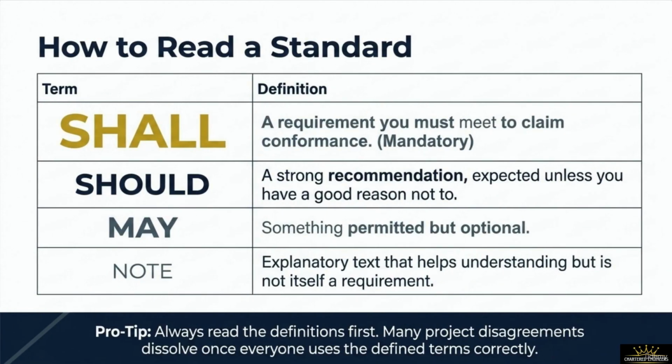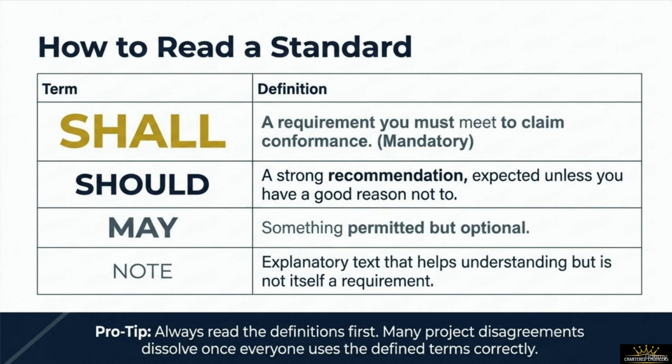If you try to read an international ISO standard like a casual engineering textbook, you will quickly completely misinterpret your contract obligations. You must master the precise legal definitions assigned to 4 core terminology keywords. Let's decode this standard verbal hierarchy. First, the word shall indicates a strict mandatory requirement. You must meet every single shall clause completely to claim official conformance with the standard.